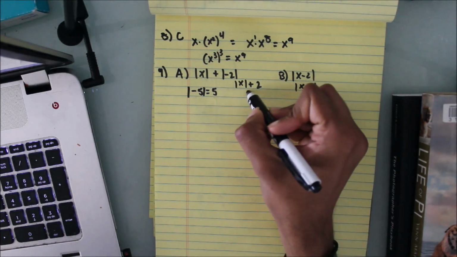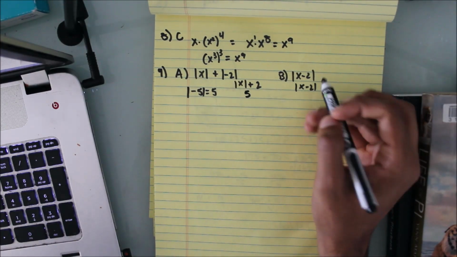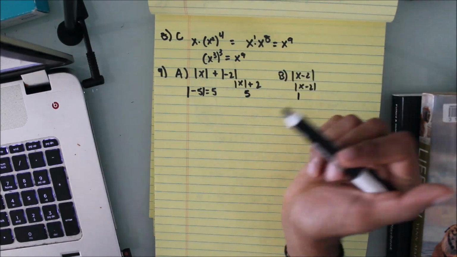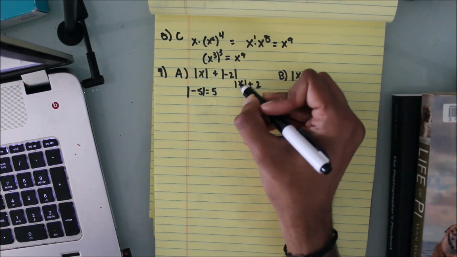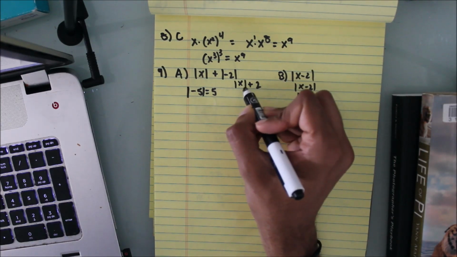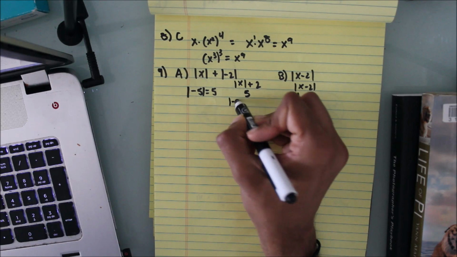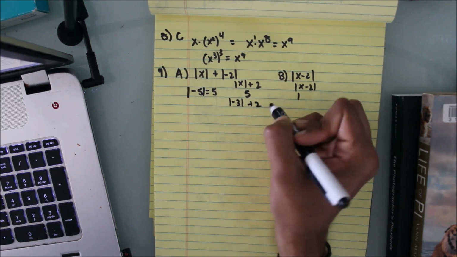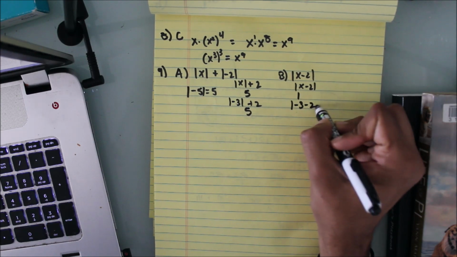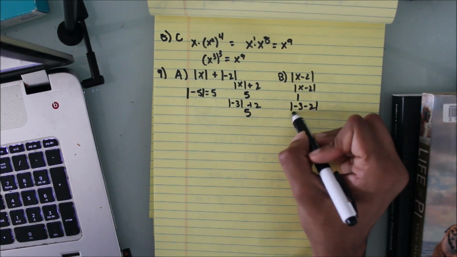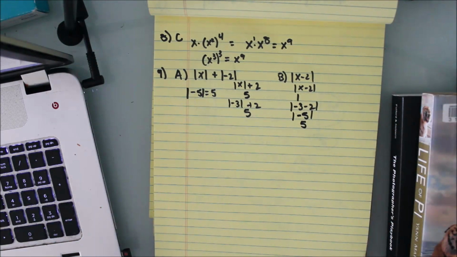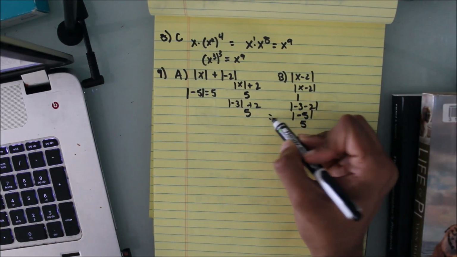So 3 plus 2 is going to be 5. 3 minus 2 is going to be 1. So A is greater in this case. Now, let's try a negative number. So negative 3 plus 2, this is going to become 3, so we're going to have 5 again. Over here, if we put negative 3 minus 2, we're going to have minus 5, which is just going to lead us to 5 again. So here, the two are equal.